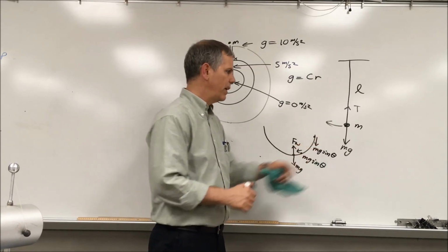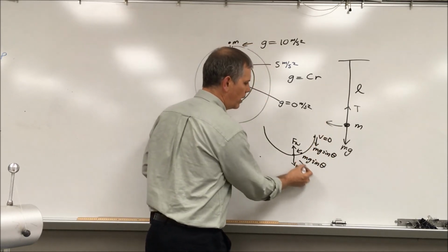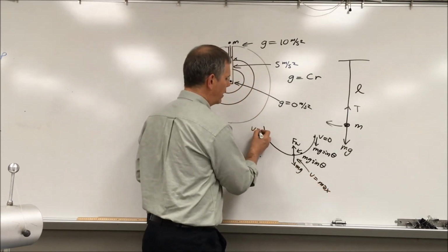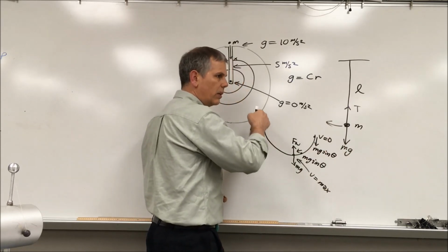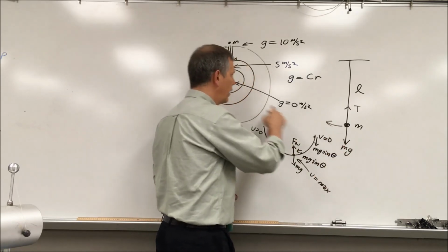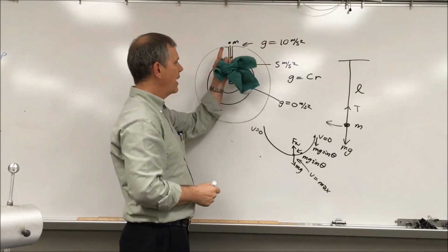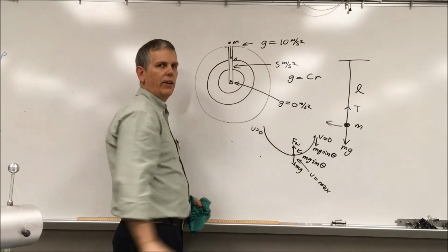So that would be v equals zero, if we assume that's as high as it goes. And here we would say v equals max, and v equals zero again. Slows, speeds up, slows down. Speeds up, slows down. Likewise here, it's going to speed up all the way to the center of the planet as its potential energy at the top turns to kinetic energy at the bottom.